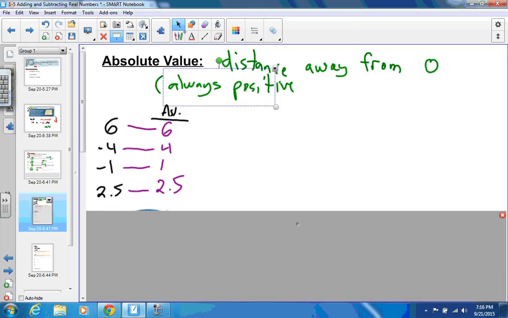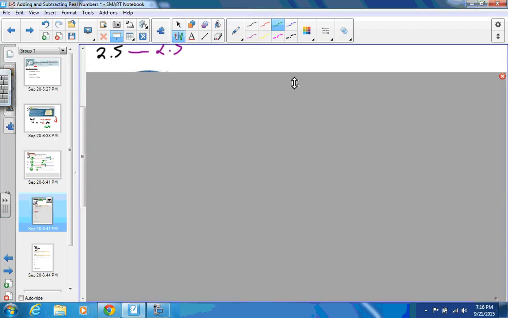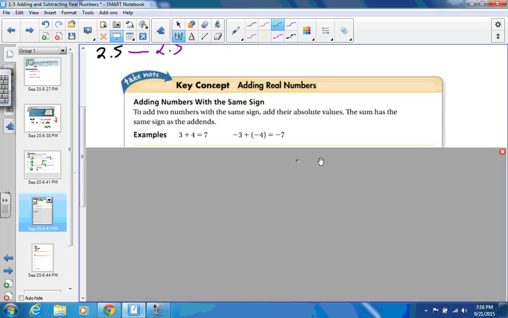And we can use absolute value here to help you add or subtract. So I'll show you how to do that. So, first of all, here's some key concepts when we add real numbers. Adding numbers with the same sign. That means they're either both positive or they're both negative. To add two numbers with the same sign, add their absolute values, and the sum has to be the same sign as the add-ins.